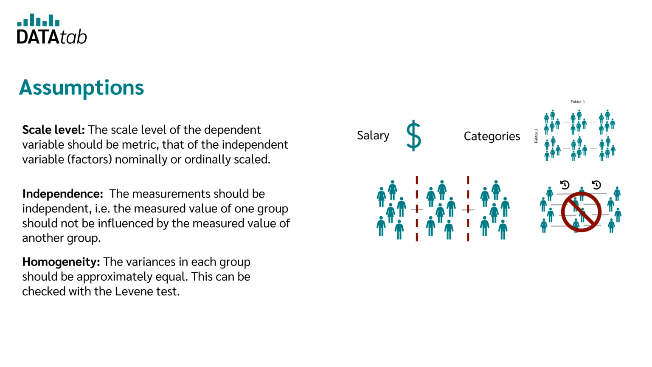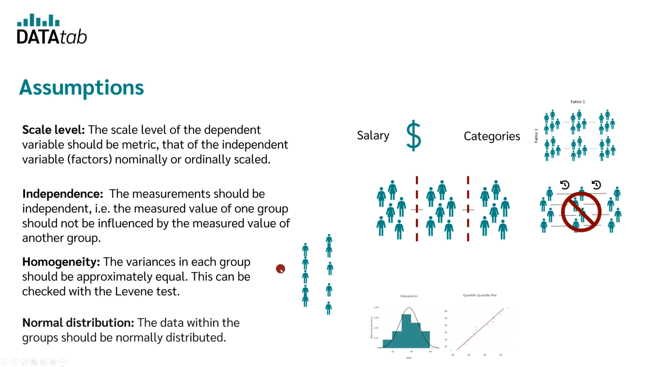The next topic is homogeneity. The variances in each group should be approximately equal. This can be checked with the Levene's test. And finally, the last requirement, which is about the normal distribution. The data within the groups should be normally distributed.